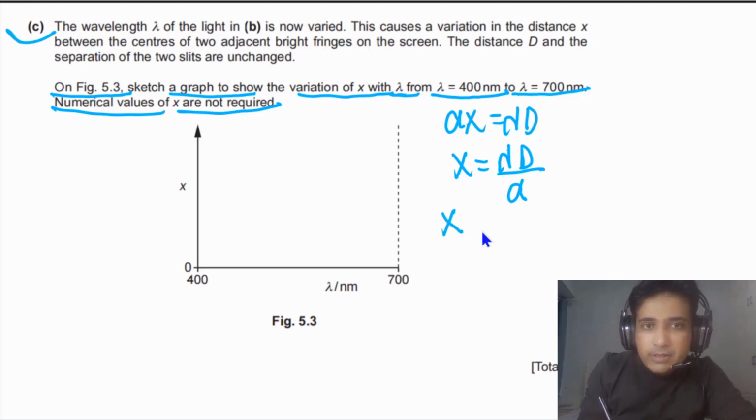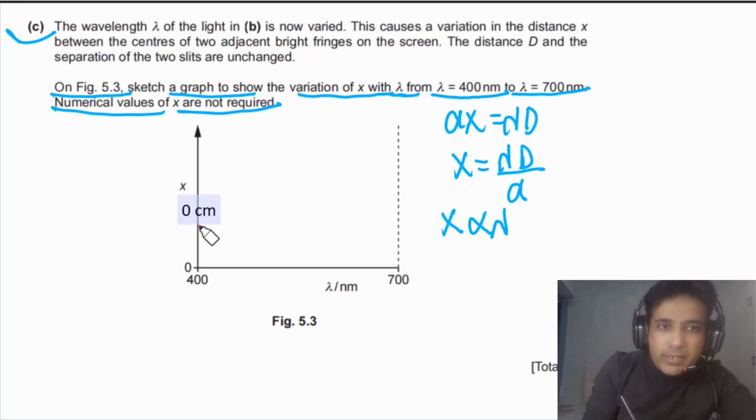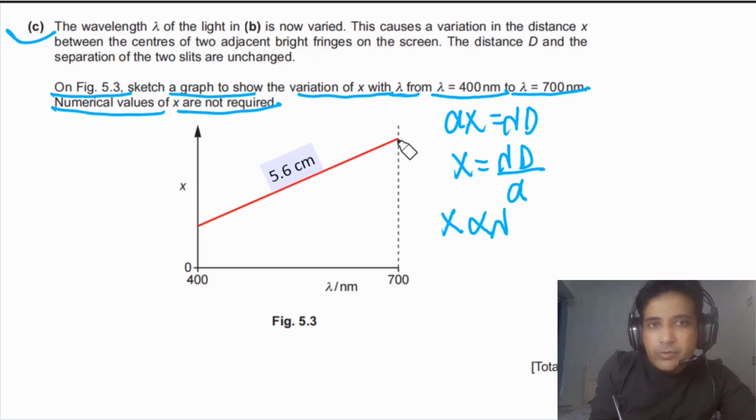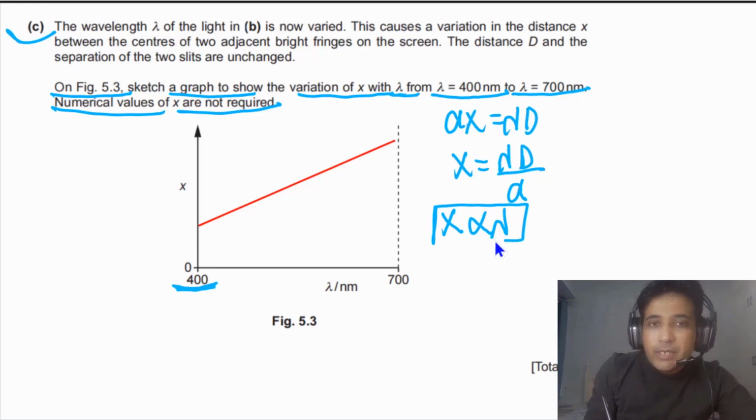From here we can see that X is directly proportional to lambda. These two quantities are directly proportional to each other, so we need to sketch a straight line. But this straight line should not start from 0, because at this point lambda is not equal to 0. It has to be a straight line because these two quantities are directly proportional, but it should not start from 0 because lambda is not equal to 0 at this point. If lambda was 0 and X was 0, then we could start from 0. So this is how you need to sketch.